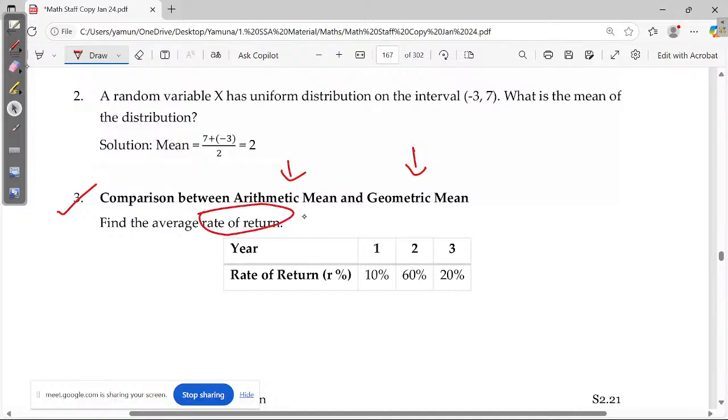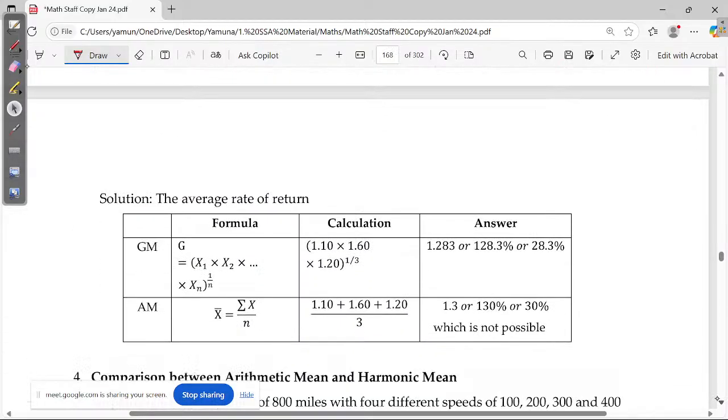Rate of return we usually measure by percentage, right? If they say 10%, it means 10 by 100 is the rate of return. So it's given as a comparative figure. If it is given in ratios, proportions, or percentages, we have to go for finding geometric mean. For 3 years, year 1, year 2, and year 3, the rate of return is 10%, 60%, and 20%. And you find the geometric mean and the arithmetic mean.